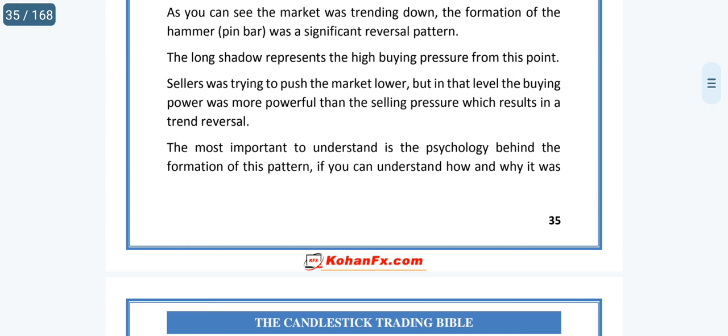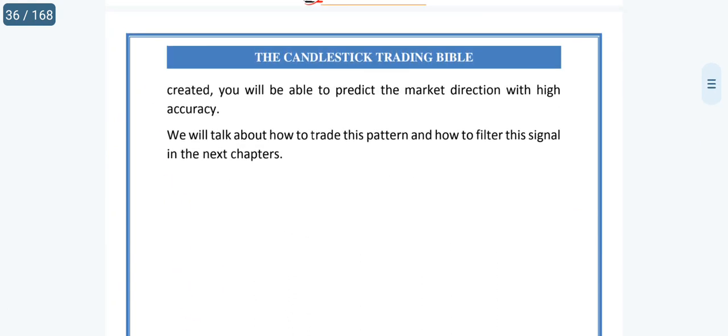But the most important thing to understand is the physiology behind the formation of this candlestick. If you can understand how and why it is created, you will be able to predict the market direction with high accuracy. We will talk about how to trade this pattern and how to filter the signal from this candlestick in the next chapters.